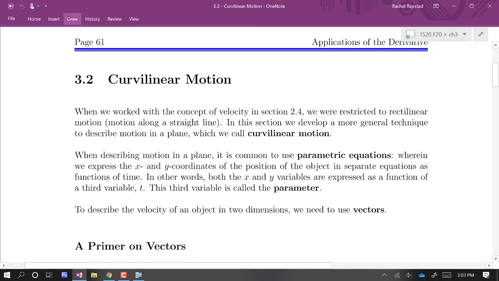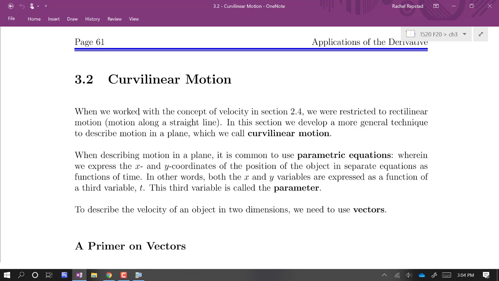Alright, in this next section we're going to look at curvilinear motion. In the last chapter, we saw a little bit of this type of application, but we were looking at rectilinear motion, and that's just motion along a straight line, so you can go back and forth. In this section, we're going to allow motion in 2 dimensions.